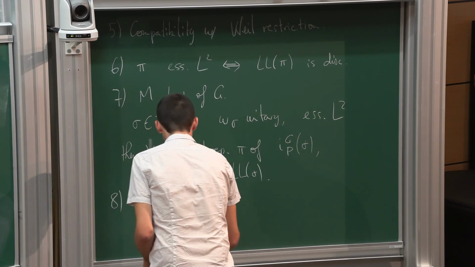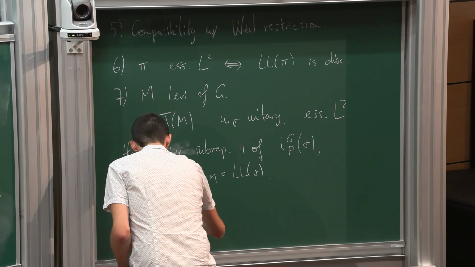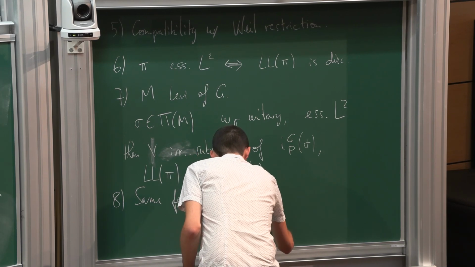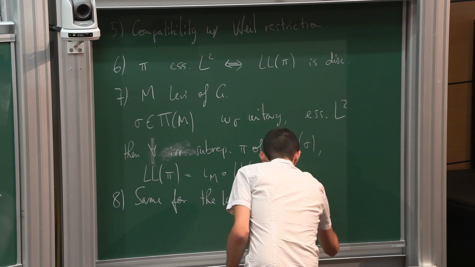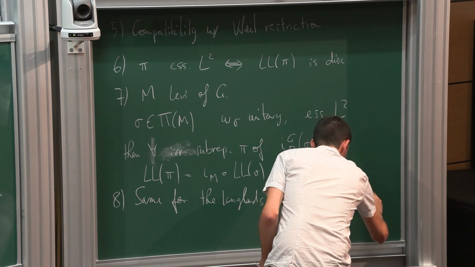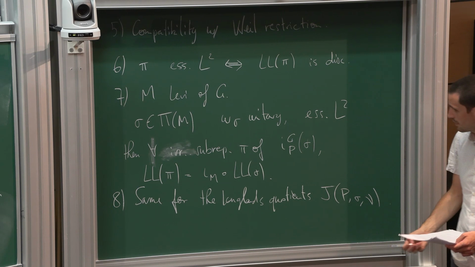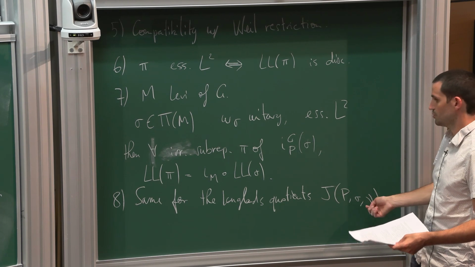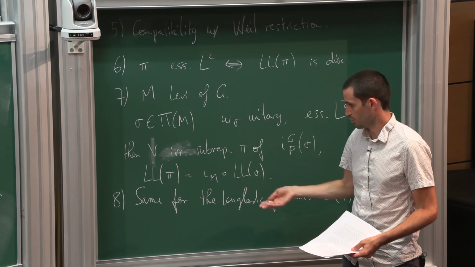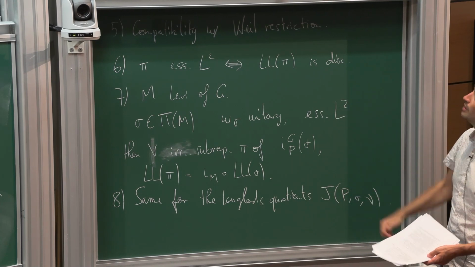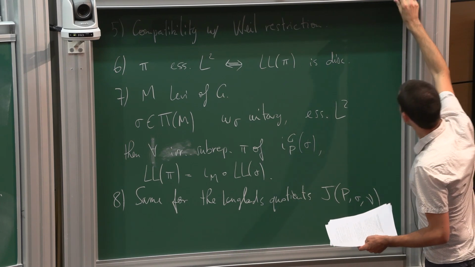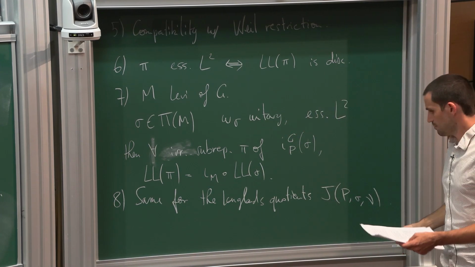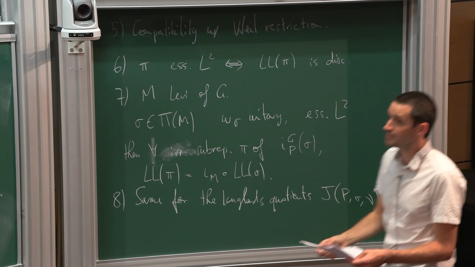And then we have something similar for the Langlands quotients J(P, sigma, nu). Again, from sigma tensor nu, you get a local Langlands parameter and you compose with iota P. You don't need to know that the conjugacy class doesn't depend on P now. Okay.